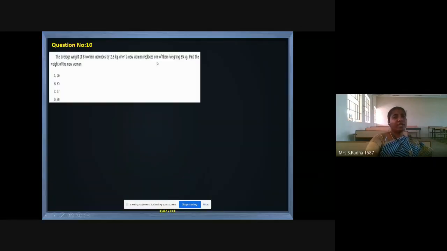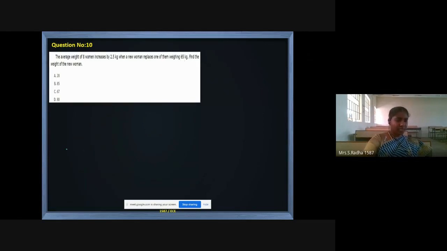When a new woman replaces one of the old women weighing 65 kg, the average increases by 2.5. Find the weight of the new woman. The old woman who is getting replaced is 65 kg.